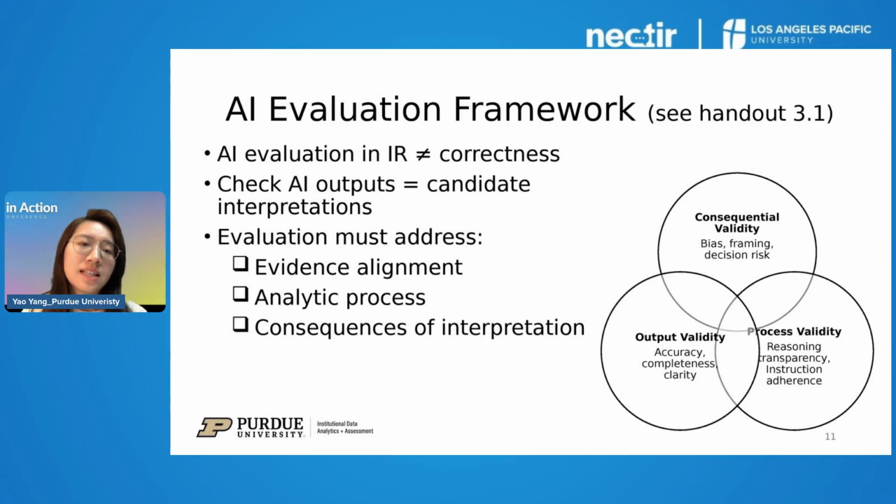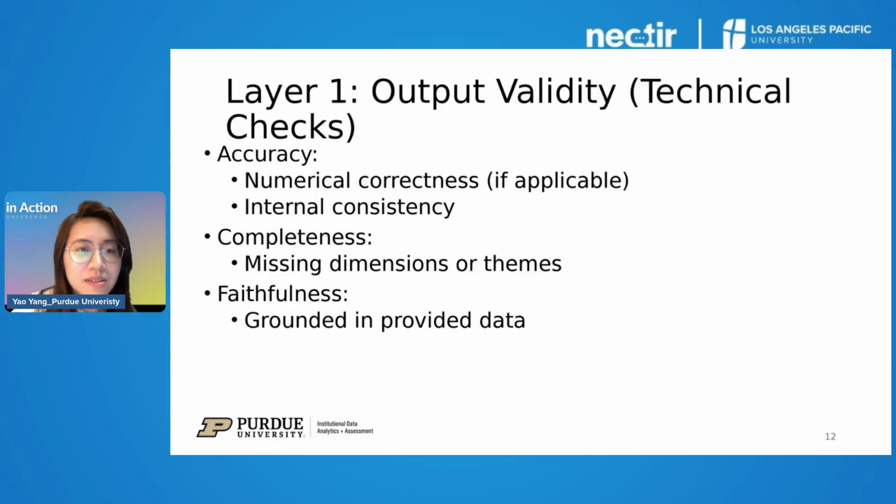And the second is the analytic process. We need to examine how the AI arrived at its conclusions and whether it followed the instructions correctly. And the third one is the consequence of interpretation. We need to consider whether the output could introduce bias, like we discussed before, mislead the stakeholders, or create some risks in the decision making. And these three areas correspond to three types of validity. That is the output validity, process validity, and consequential validity. So now I'm going to show how we can operationalize this evaluation in practice.